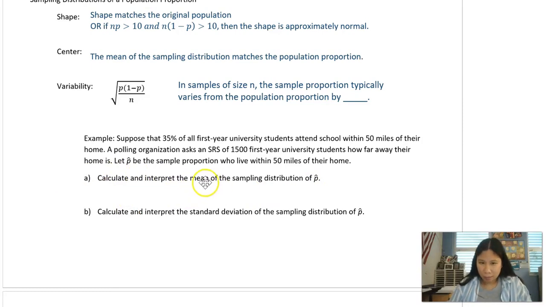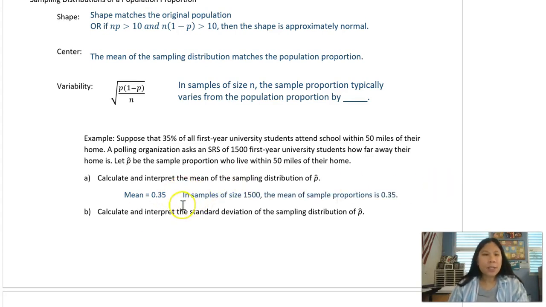When we calculate the mean of the sampling distribution, we just said the mean of the sampling distribution has to match the population proportion. So it has to match whatever percentage our population is. In this problem it says 35% of all first-year students attend school within 50 miles of their home. So that's our population proportion, and our mean is going to be 35% as well. We're just going to turn it into a decimal because that's how we do math. So 0.35 is our mean. For our interpretation, in samples of size 1,500, because that's our sample size, the mean of sample proportions is 0.35.